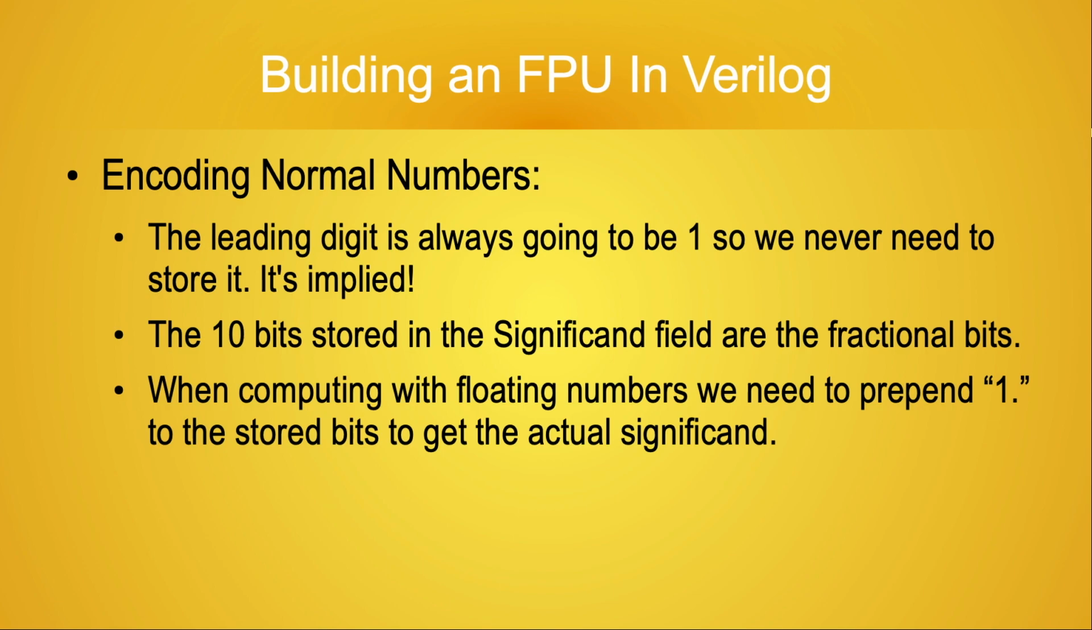Even though we only store 10 bits, when it's time to actually multiply, the two significands are 11-bit values, and both of these 11-bit values will always have 1 as their most significant digit.